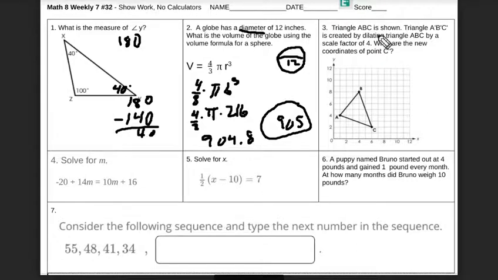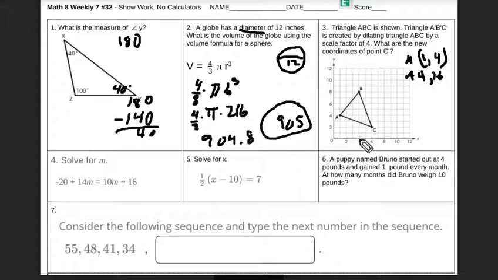Okay, so this one we have to talk about the triangle, and they want us to dilate it. So we need to look at the coordinates and multiply each of those coordinates by 4. Okay, so let's look at A. A, the coordinates are 1, 4. So we need to multiply them both by 4. So it's going to become 1 times 4 is 4. 4 times 4 is 16. So our new coordinate is going to be 4, 16.